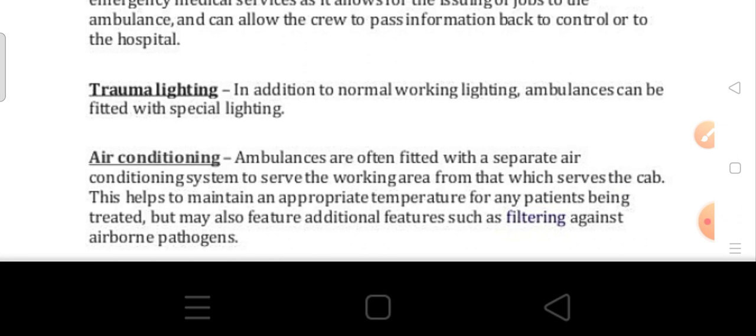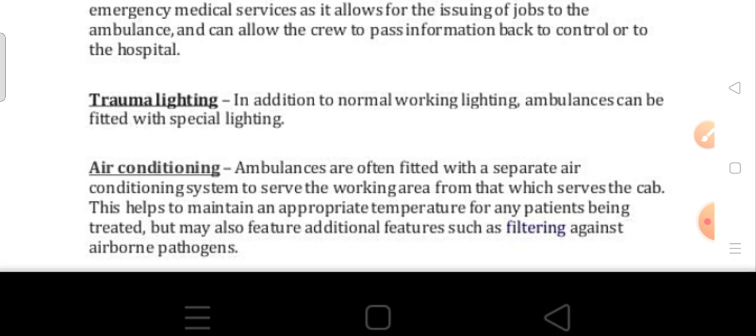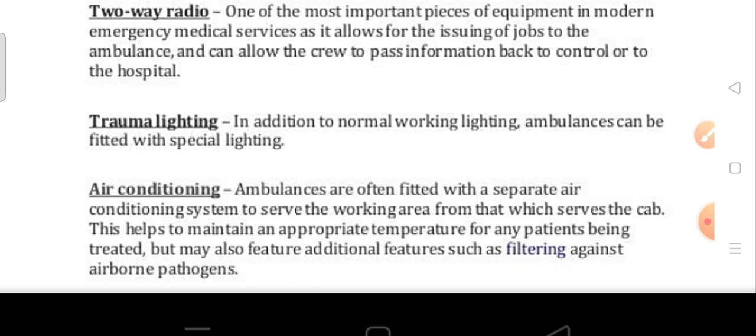Next, coming to trauma lighting. In addition to normal working lighting, ambulances can be fitted with special lighting. That is the reason ambulances look different. The flashers will be different, and we can hear a different sound also. Next, coming to air conditioning. Ambulances are often fitted with a separate air conditioning system to serve the working area from that which serves the cab. This helps to maintain appropriate temperature for any patients being treated, but may also feature additional features such as filtering against airborne pathogens.